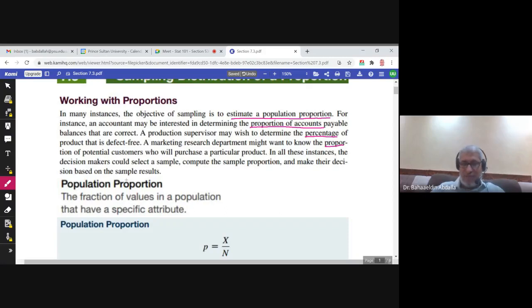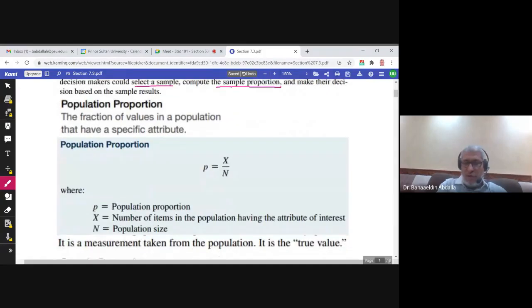In all these instances, the decision makers could select a sample, compute the sample proportion, and make their decision based on the sample results. And that's exactly what we are going to do in chapter 8. So let us differentiate between population proportion and sample proportion.